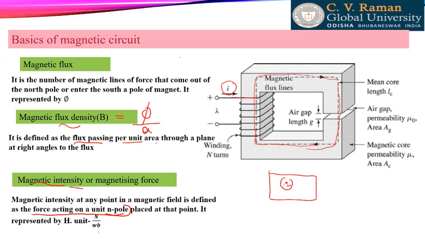We have taken unit north pole. And what is the unit? Its unit is Newton per Weber. Okay, so Newton is the unit of force. How much force you are getting in that magnetic field? What is the unit of magnetic flux density? This is Weber per meter square. Weber. And what is the unit of this? Weber.